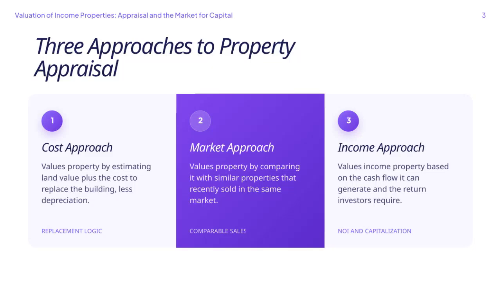When it comes to property appraisal, there are three main approaches we use to determine value. First is the cost approach, which calculates the property's worth by adding the estimated land value to the cost of replacing the building, then subtracting any depreciation. This approach is grounded in replacement logic, focusing on what it would cost to recreate the property today.